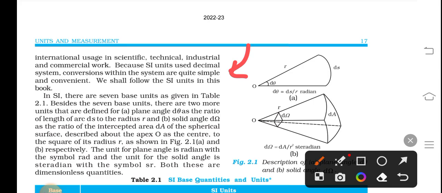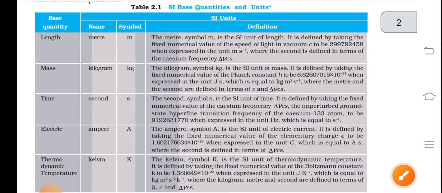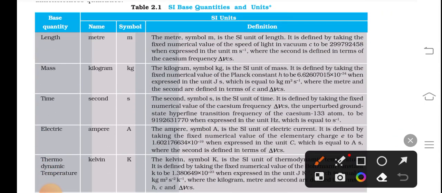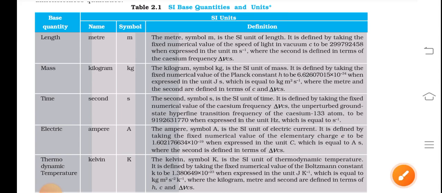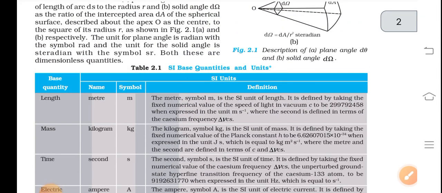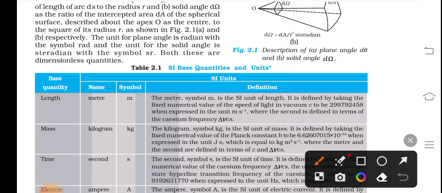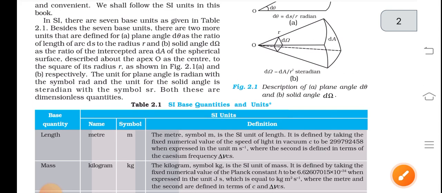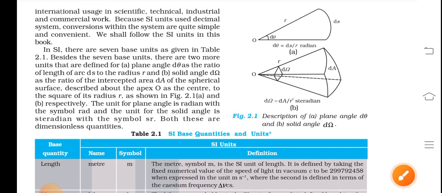Here in the SI system there are seven base units. These are meter, kilogram, second, ampere, Kelvin, mole, candela. Okay, these all are fundamental only. Mostly we use meter, kilogram, second. These are SI units only. Nowadays, all people follow SI units only.